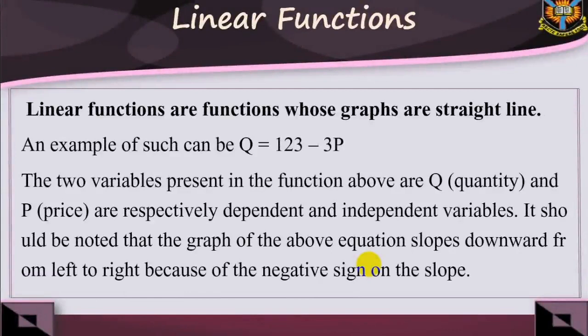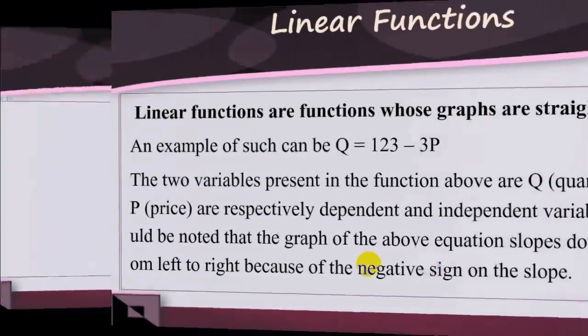The two variables present in the function above are q, that is quantity, and p, price, which are respectively dependent and independent variables. It should be noted that the graph of the above equation slopes downwards from left to right because of the negative sign on the slope.